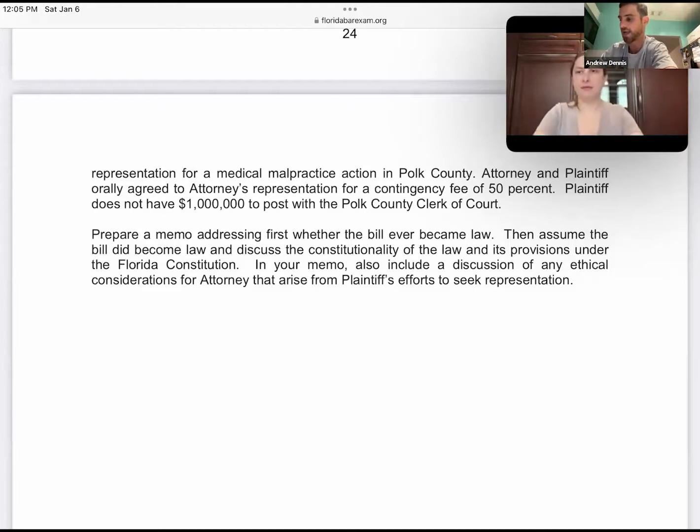I would be, did the bill ever become law? II would be constitutional issues. III would be ethical issues. And we probably won't do ethical issues today.